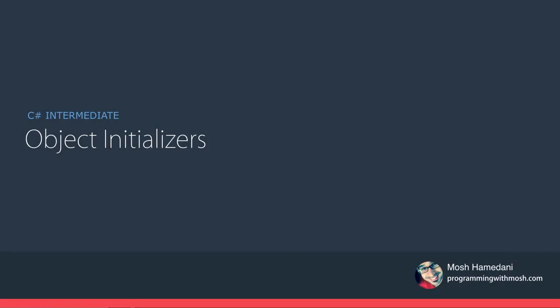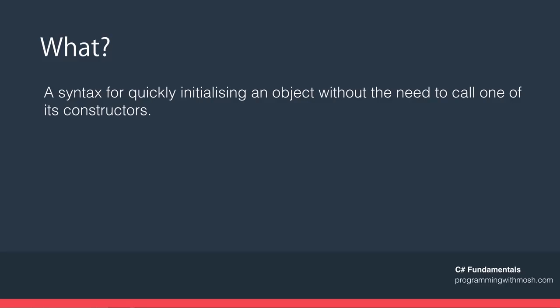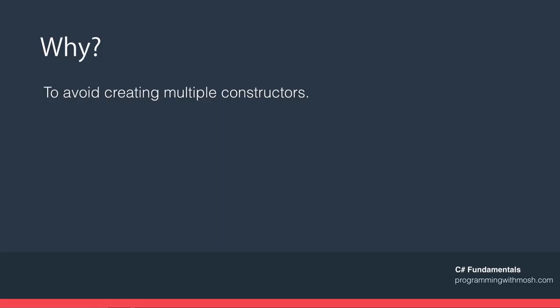In the last lecture, we learned about constructors. You know that we use a constructor to initialize an object and put it in an early state. In C#, there is also another way to initialize an object, and that is using an object initializer. An object initializer is simply a syntax for quickly initializing an object without the need to call one of its constructors. Why do we need that? Simply to avoid creating multiple constructors.